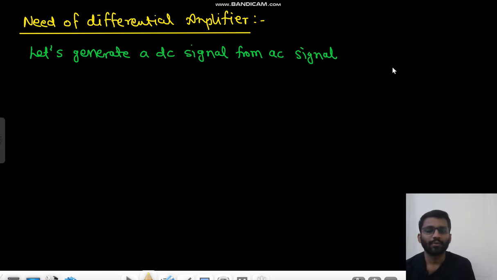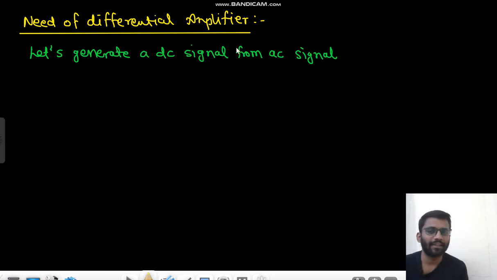Hello everyone. So today we will study about the differential amplifier. So our topic is differential amplifier. Now the first thing is, why do we need the differential amplifier, right? What was the need that we need the differential amplifier?